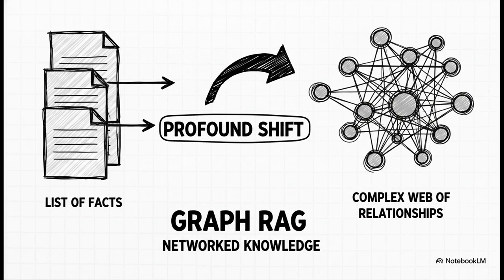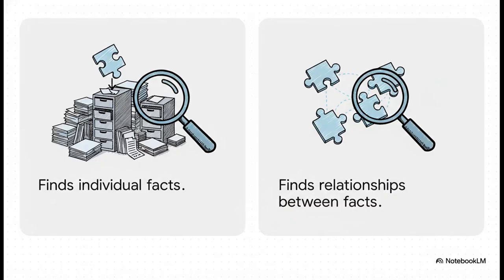Okay, next we have something called Graph RAG. This is a really profound shift. It's built on the idea that knowledge isn't just a big list of facts, but a complex web of interconnected relationships. And that right there is the key difference. Standard RAG is awesome at finding a specific fact inside a document, but Graph RAG is designed to understand the connections between all the different facts. It goes beyond simple retrieval and gets into genuine reasoning.